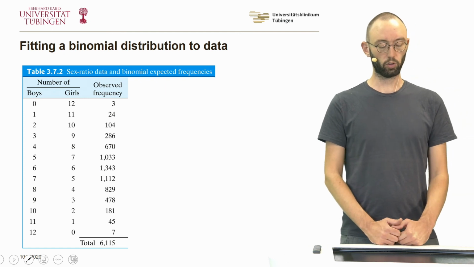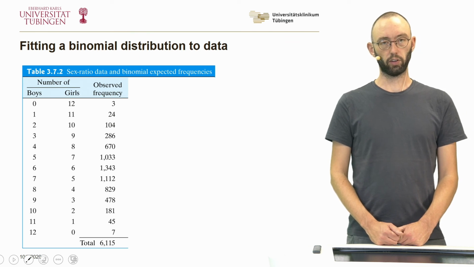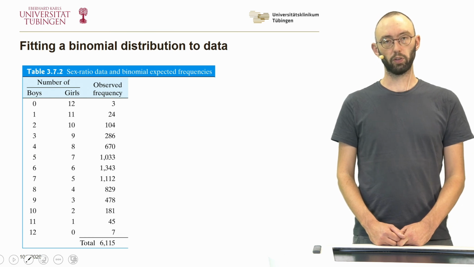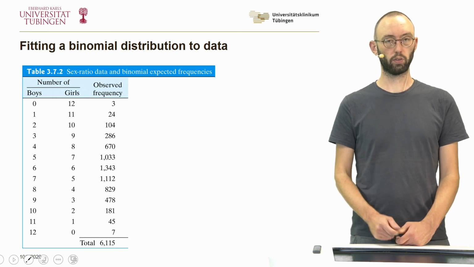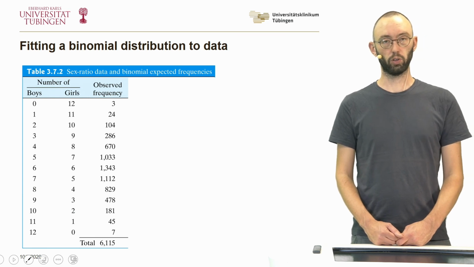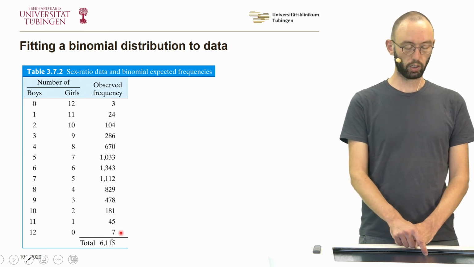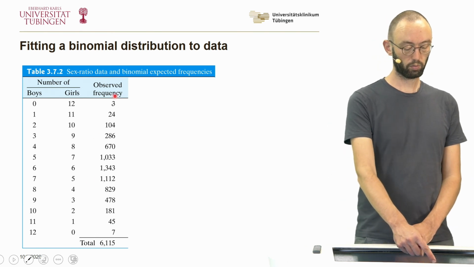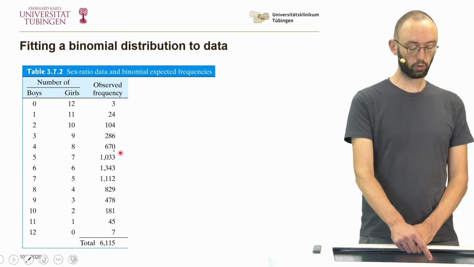So how can we fit such a binomial distribution to data? We look at a data set from the 19th century in England, where a large number of families with exactly 12 children were analyzed. For these 12 children, it was always looked at how many boys and how many girls are represented among them. So in total, the dataset contained 6,115 families, and they were distributed like this. Very few had exactly 12 girls and 0 boys, and most often these values in the middle occurred.